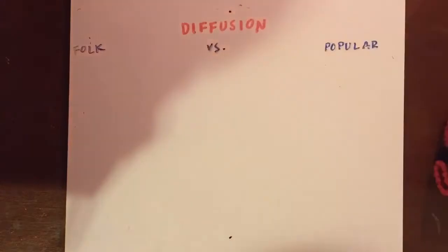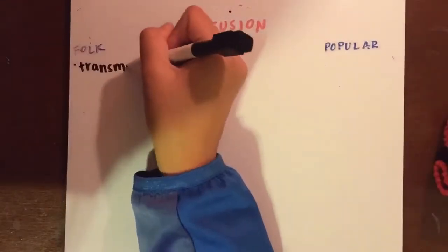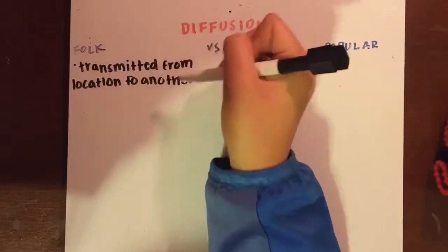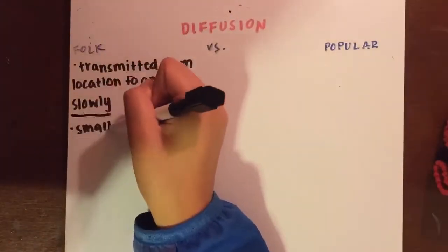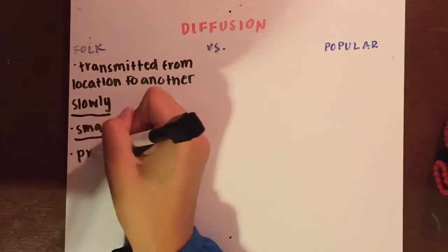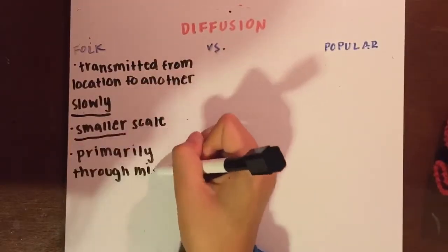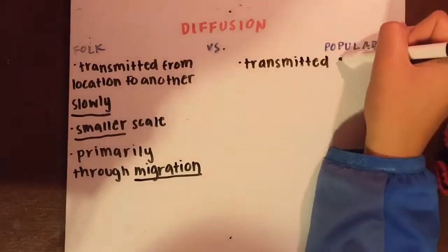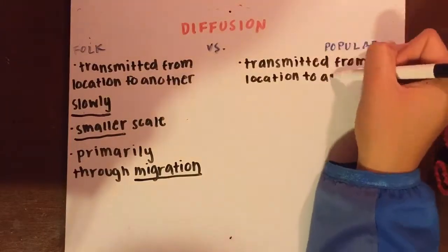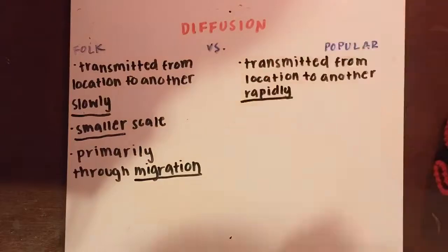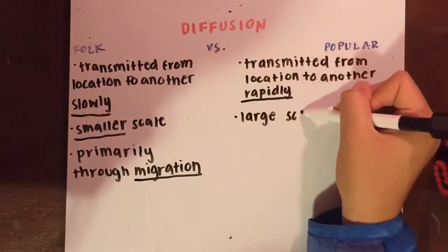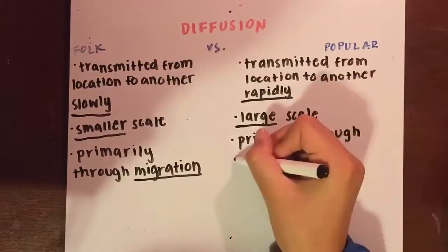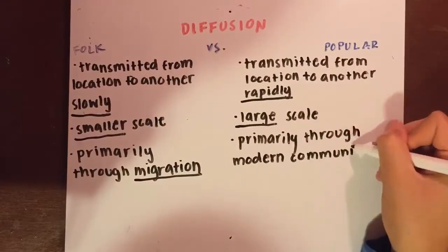Folk versus popular. Folk. Transmitted from one location to another slowly. It is a smaller scale and is primarily through migration. Popular. Transmitted from one location to another rapidly. It is a larger scale and is primarily through modern communication, such as social media.